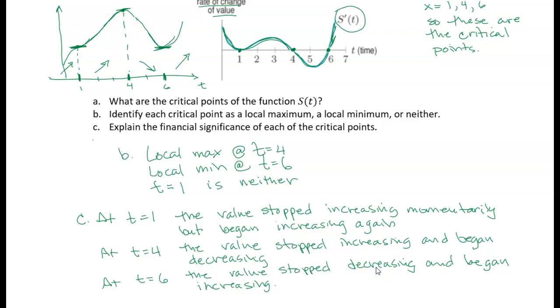But essentially, at time t equals 1, the value stopped increasing momentarily, and then it began increasing again. All right. At t equals 4, the value stopped increasing and began decreasing. So that makes sense that it would hit its maximum when it stops increasing and begins decreasing. And at t equals 6, the value stopped decreasing and began increasing. So that was our minimum.